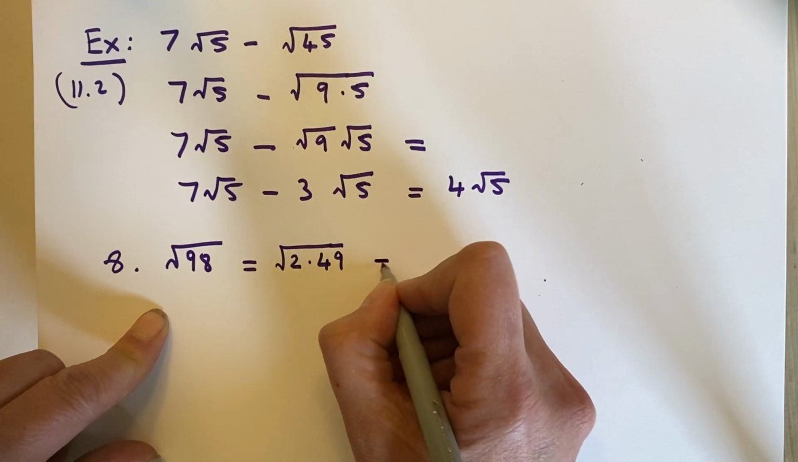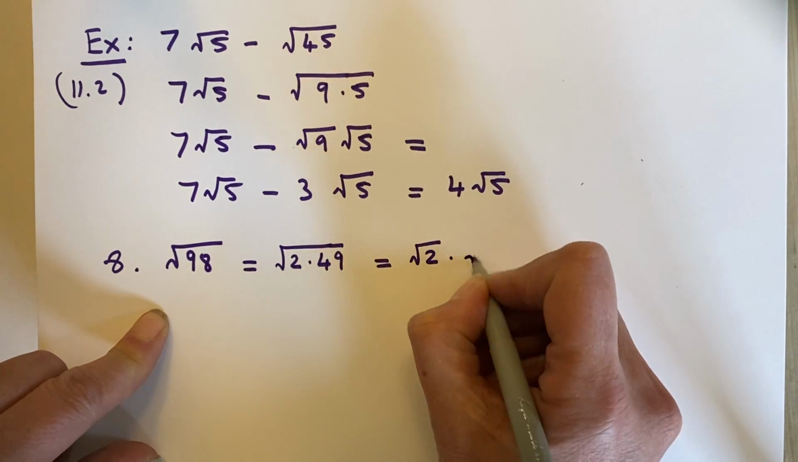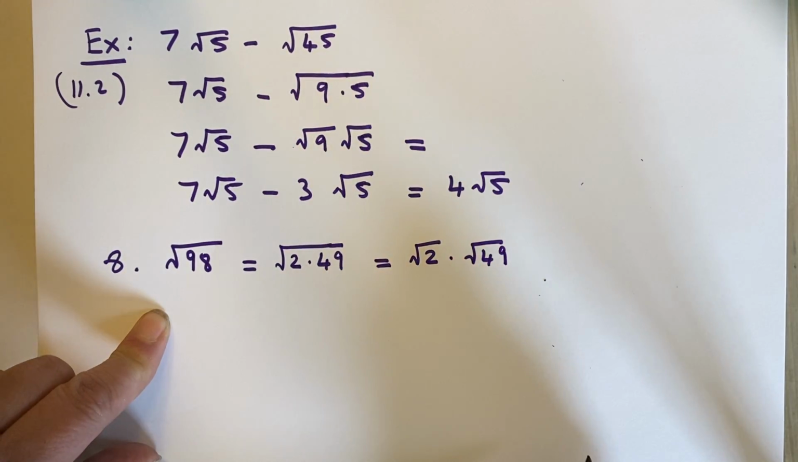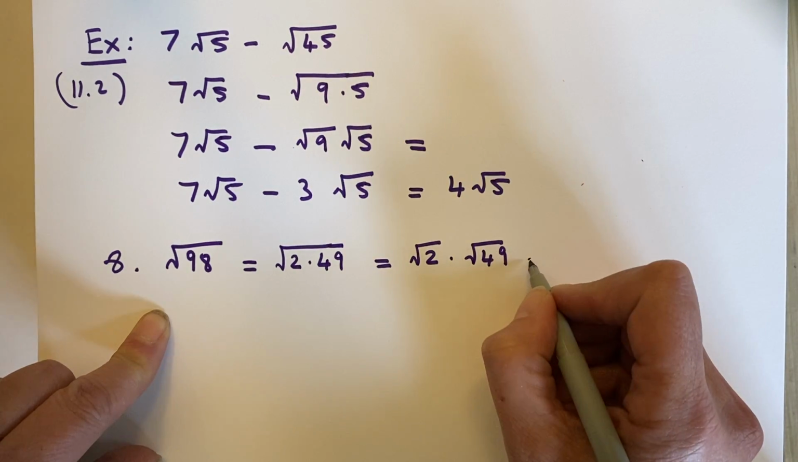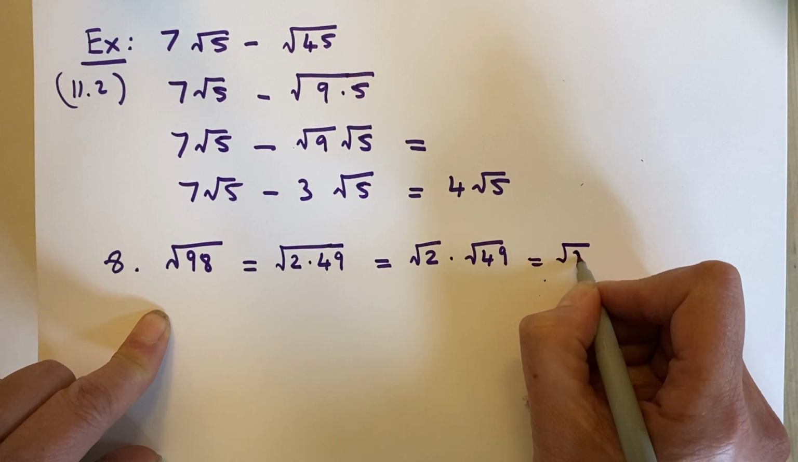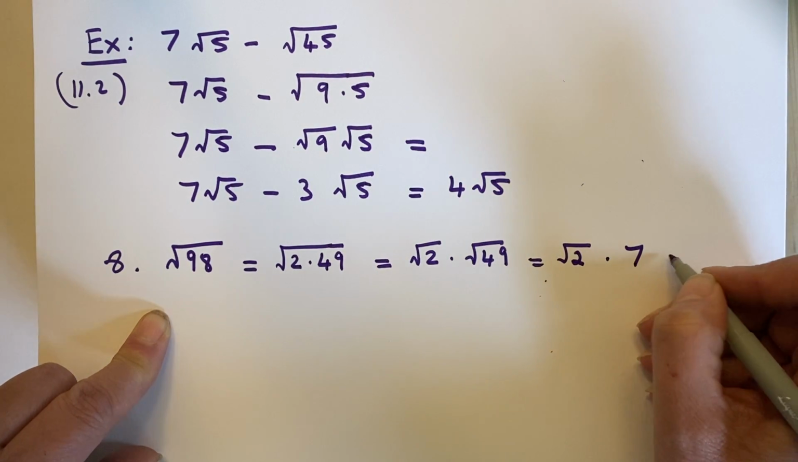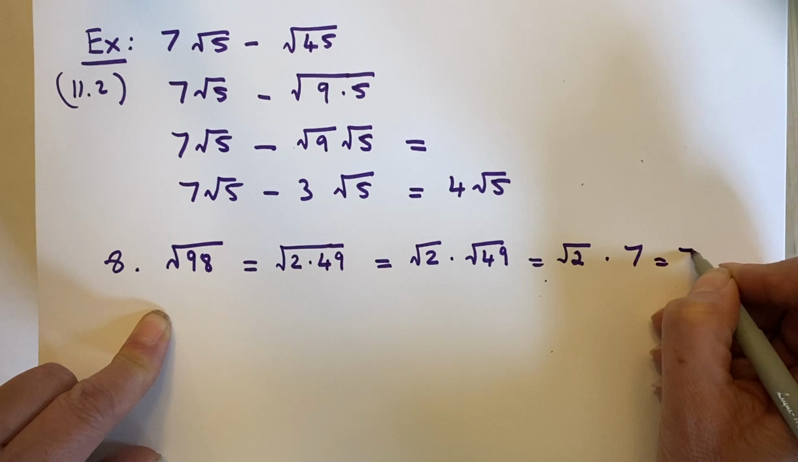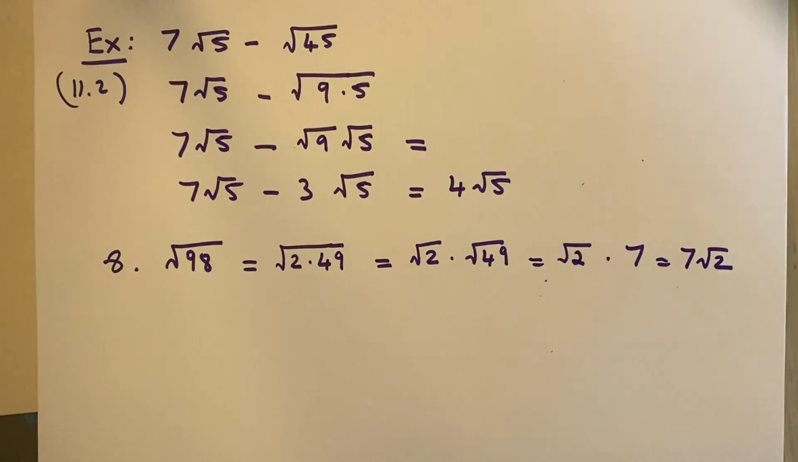So I'm going to take that and I'm going to say, okay, I can break this up as square root of 2 times the square root of 49. And I know this is going to be a 7. So square root of 2 times 7. But the convention dictates that the 7 goes first. So my answer is 7 square root of 2. Okay, that's number 8. Let's look at number 12.